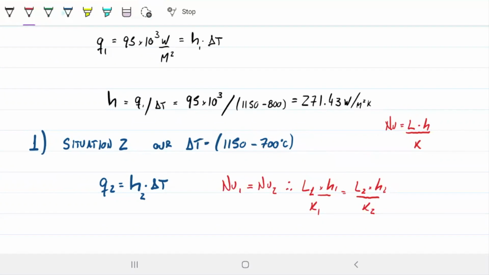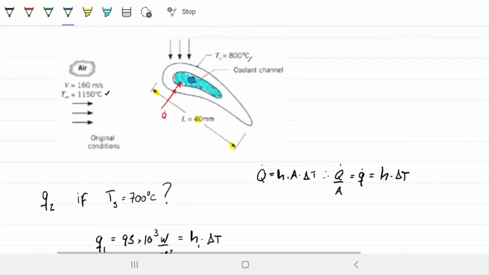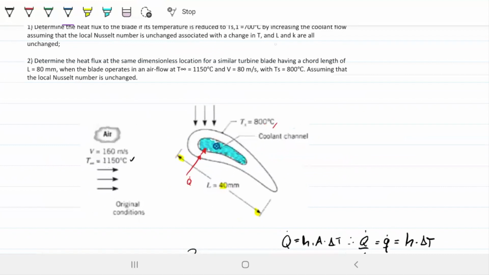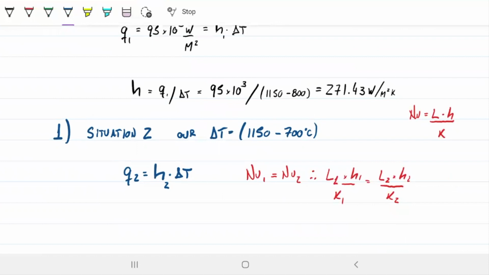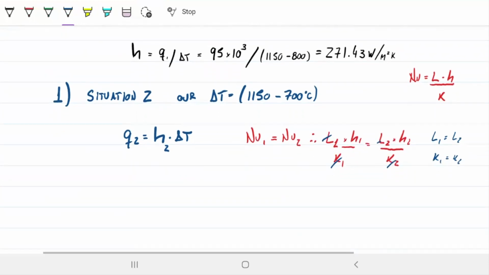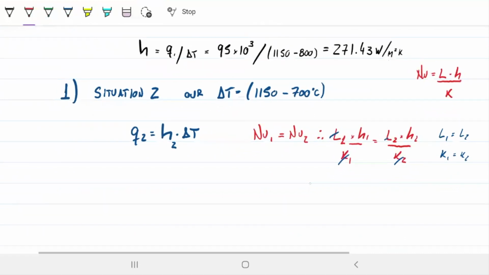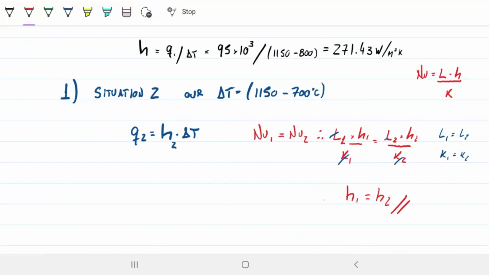Now, interestingly enough, the L and K are unchanged. So if they're unchanged, that means L1 equals L2, K1 equals K2, and if that's the case, then this just says that H1 equals H2. And if H1 equals H2, then how easy is that for us, right? Because we can go back into this equation over here, and we can solve what we're looking for.